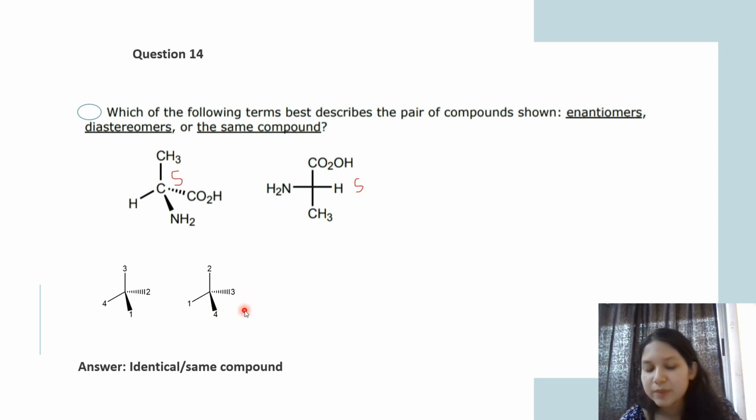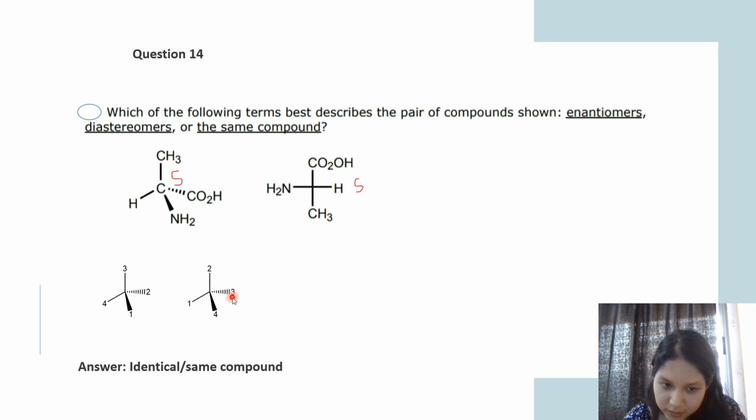Now we will move from 1 to 3 so that we can assign 1, 2, 3. We are moving in a clockwise direction, but look at the fourth substituent. Is it above the plane or below the plane? It is above the plane. If we recall the rules of RS nomenclature, if the fourth priority substituent is above the plane towards you, then you have to reverse the clockwise anti-clockwise rule.